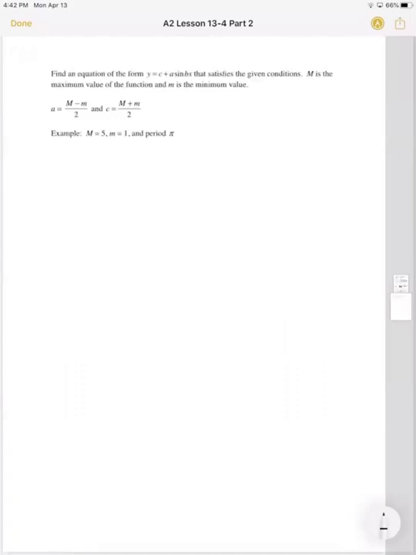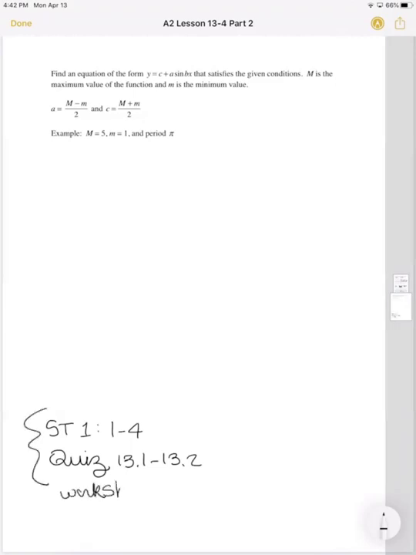Okay, so for your homework, you are going to do self-test 1, okay, and you're going to do problems 1 through 4. And I am going to have you go ahead and take a quiz today on just lessons 13.1 to 13.2. Of course, it is open textbook and open note. And then besides that, you're going to have a worksheet. And I've given you the answers to that.